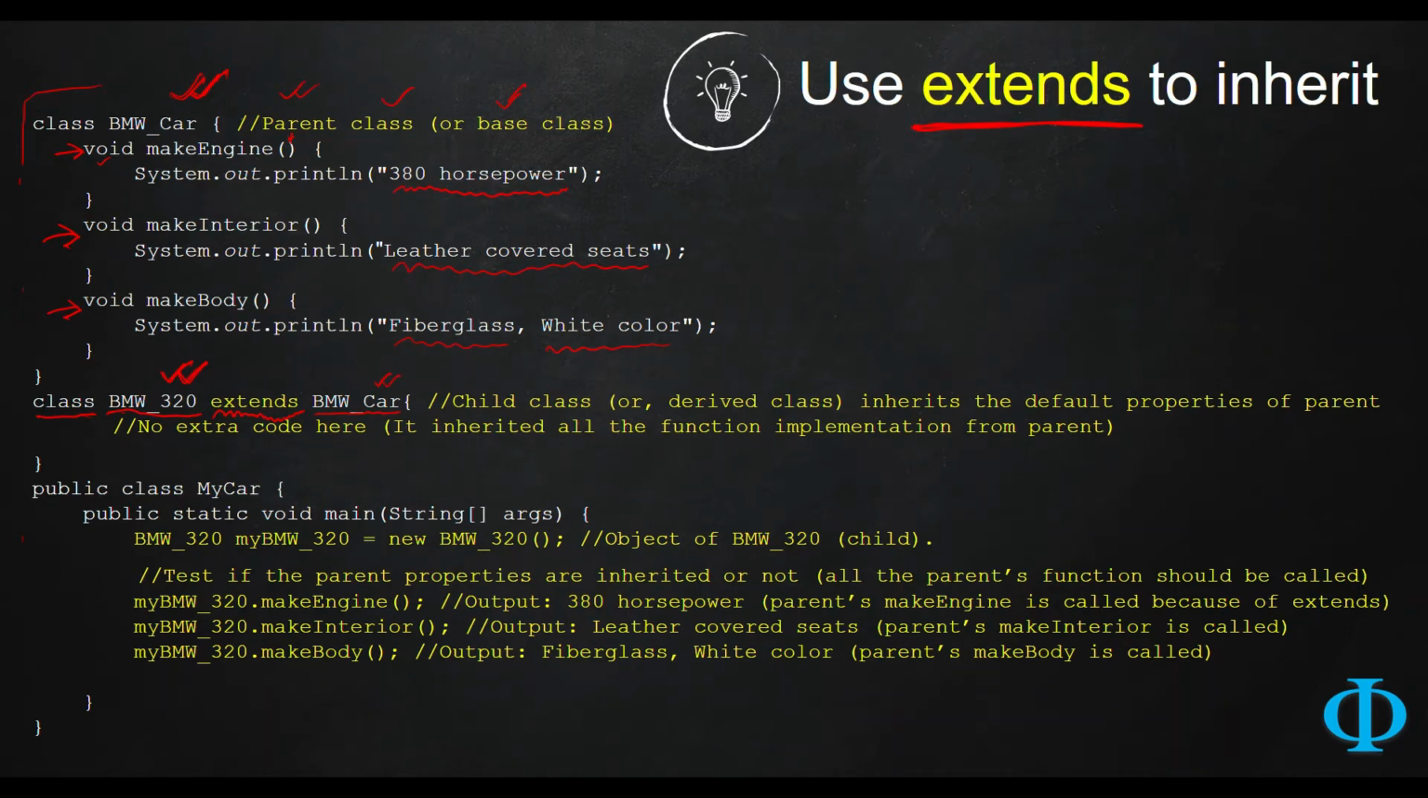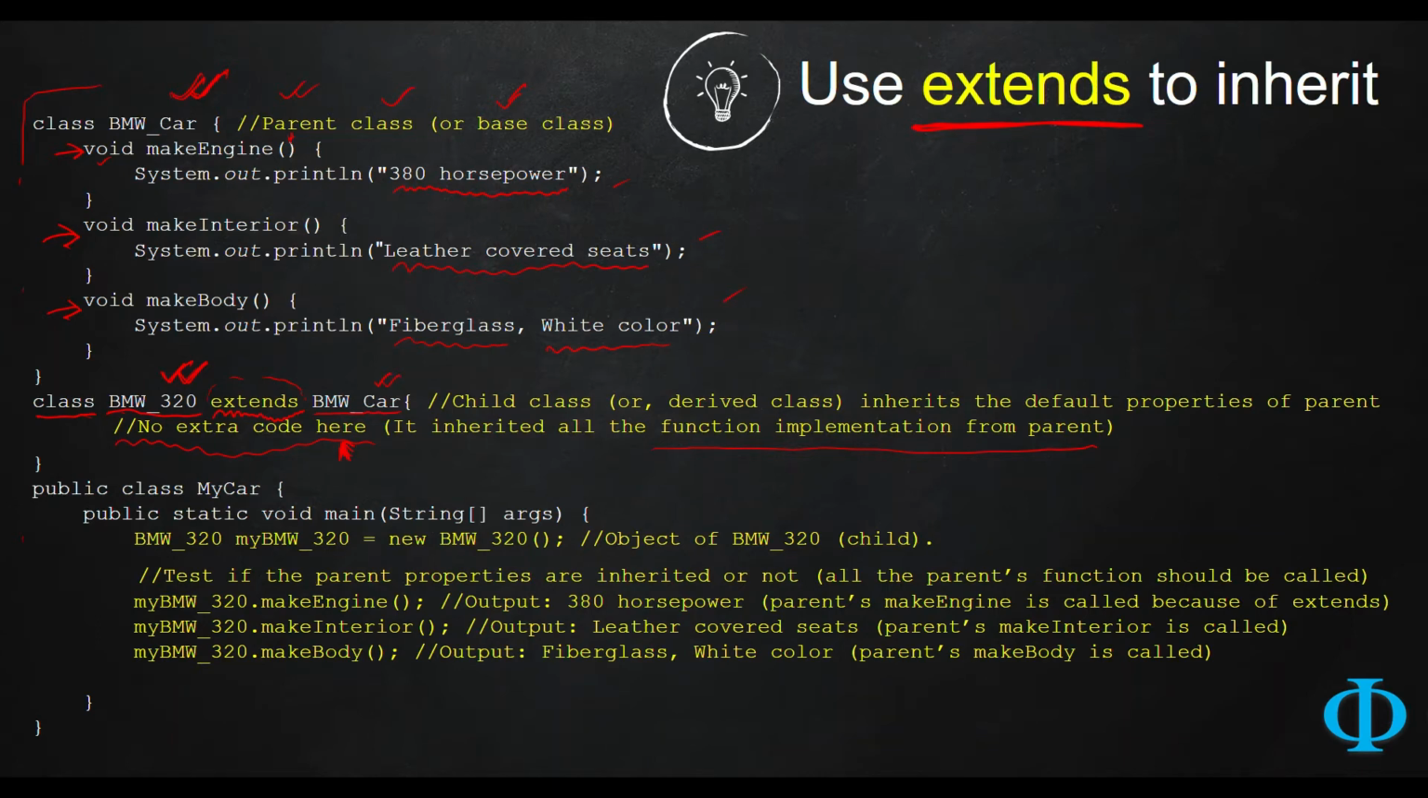That's it. If you do not write any extra code here, that means it inherited all the function implementations as default from the parent. No implementation here means that, because you have used this extends keyword, it will automatically get the default implementation from the parent.